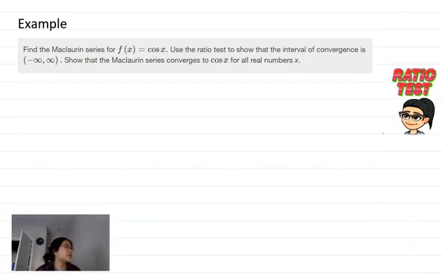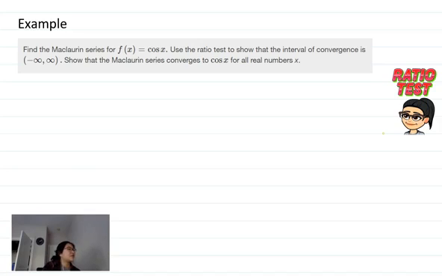So we need to find the Maclaurin series for cosine, then use the ratio test to show that the interval of convergence is all of our numbers. And then we need to show that our Maclaurin series converges to cosine for all real numbers. So I think we're probably going to use our remainder. And we're also gonna, oh, well, actually, you've done this already, right? You've looked at the cosine Maclaurin series. Yes, yeah.